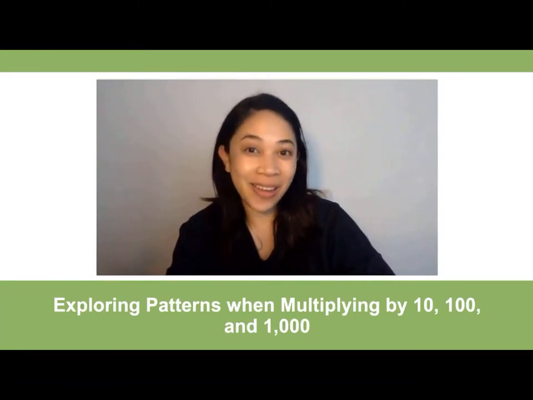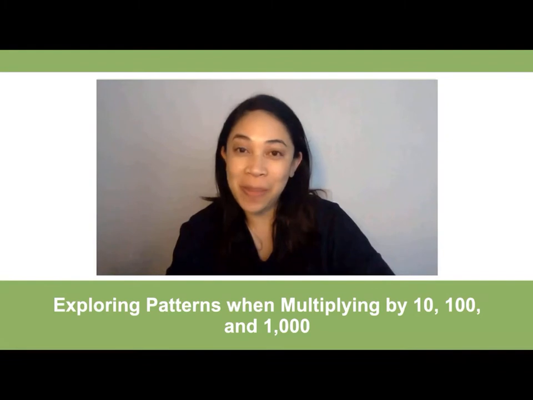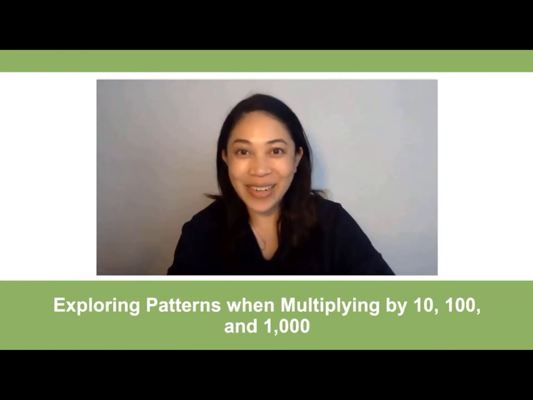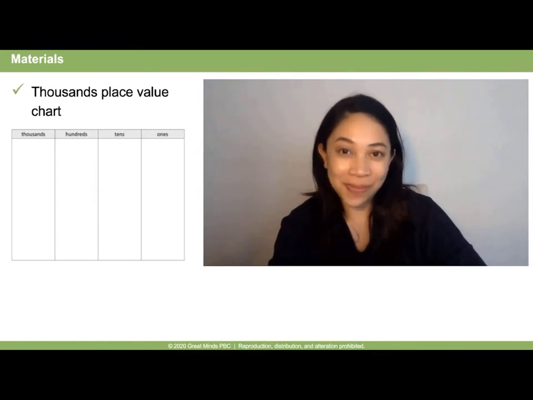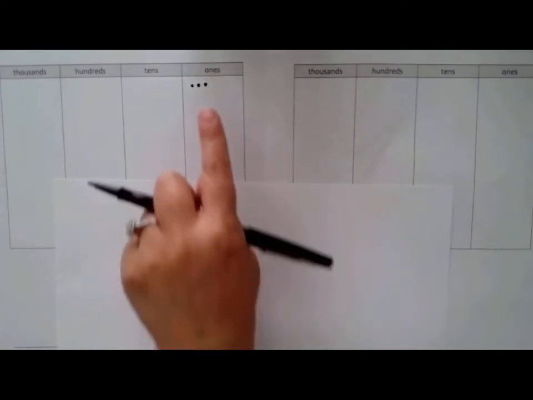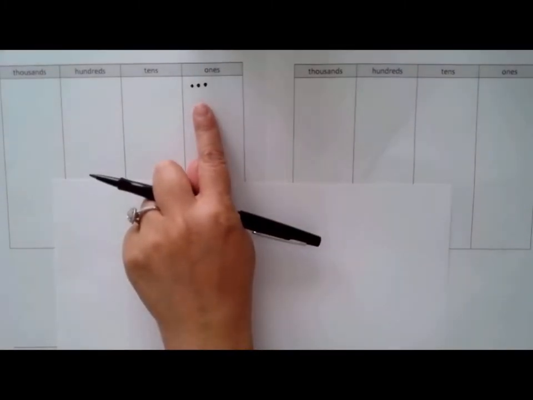Miss Bertuman here, and today we're going to be exploring patterns when multiplying by 10, 100, and 1000. Let's get started. For today's lesson, you'll need your thousands place value chart. How many do you see?